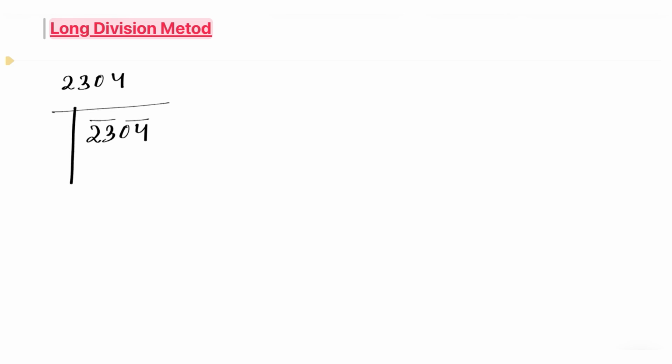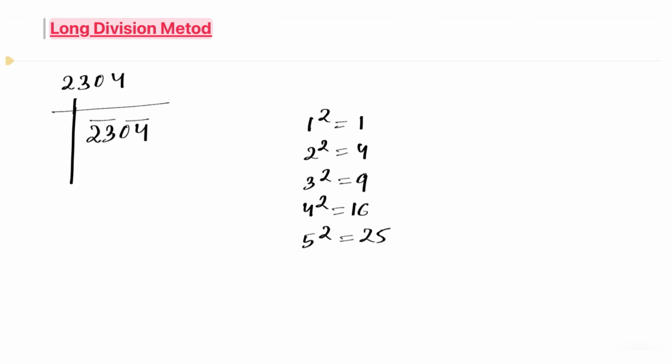First we will divide 23. Now we will think whose square is smaller and nearest to 23. Square of 5 is 25, which is more than 23. So we cannot take the square of 5. We will take the square of 4, which is 16. So 4 into 4 is 16. And if we subtract, we will get 7. And then the next pair will come down. So our new dividend is 704.